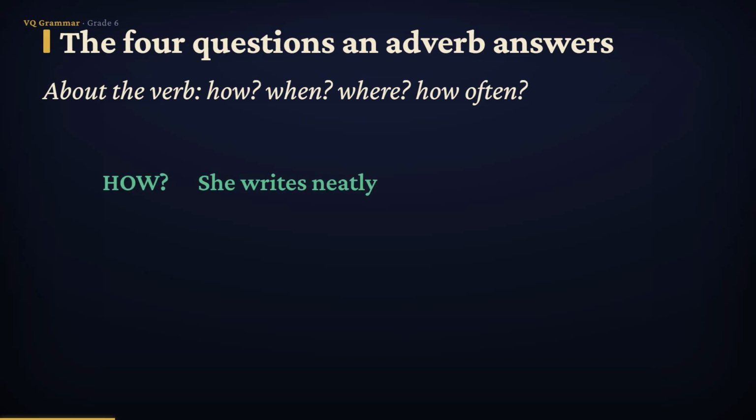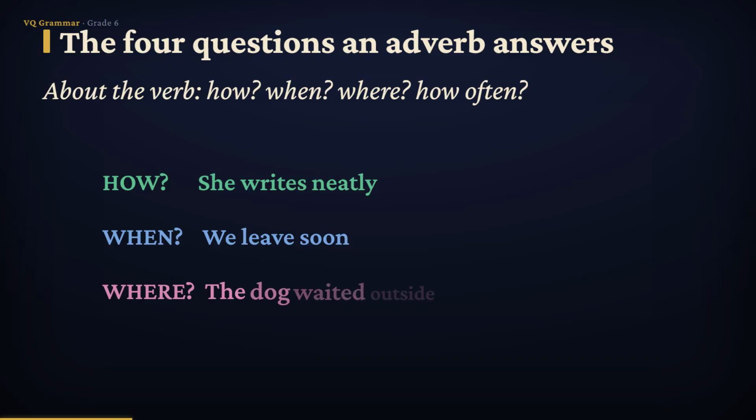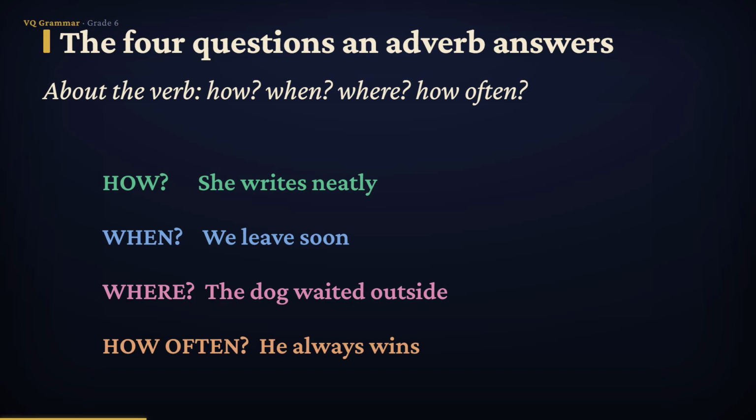The first is, how? She writes neatly. Neatly tells us how she writes. The second is, when? We leave soon. Soon tells us when we leave. The third is where. The dog waited outside. Outside tells us where the dog waited. And the fourth is how often. He always wins. Always tells us how often he wins. How, when, where, or how often. Ask those four questions and you'll spot the adverb every time.